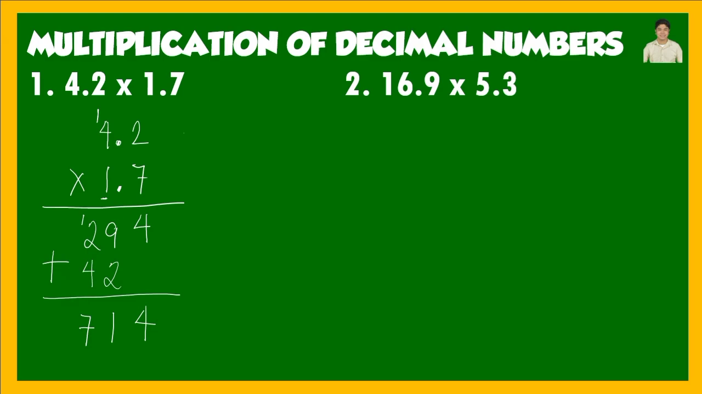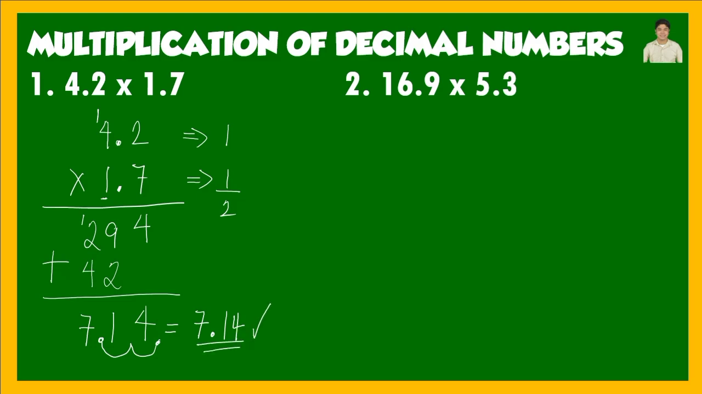So, yung decimal places dito sa 4.2 is 1. Dito naman sa 1.7 is 1. So, meron tayong dalawa. So, ang gagawin natin nun, mag-i-start tayo na mag-move dun sa decimal point. Mag-umpisa po dun sa right, papuntang left. Okay, so, decimal places natin is dalawa. So, from 4, mag-move tayo ng 2 decimal places to the left. So, 1, 2. Therefore, our final answer is 7.14.